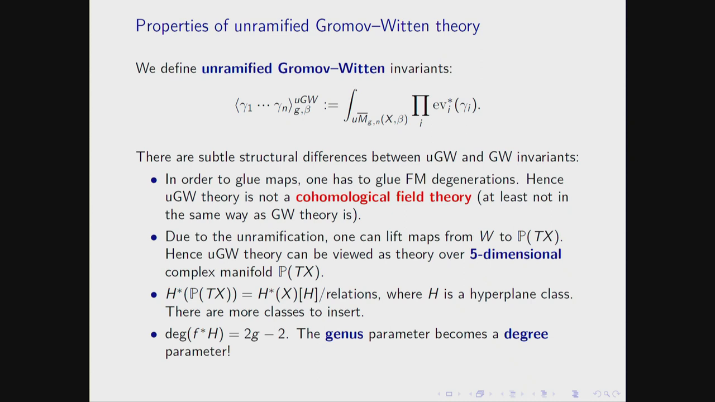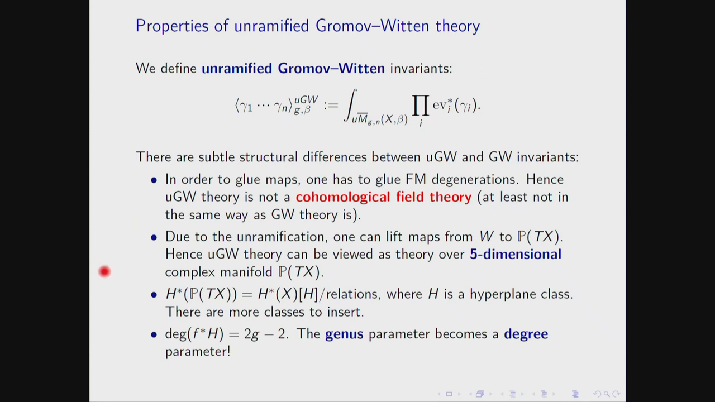And what's true is that if you pull back this hyperplane class using this lift of a map from a Fulton-MacPherson degeneration to the projectivization of a tangent bundle, you pull back H, take the degree of it, it will be equal to 2g minus 2. So it recovers the genus, and in some sense, the genus parameter in the unramified Gromov-Witten theory becomes a degree parameter. These last three facts will be useful for computations.